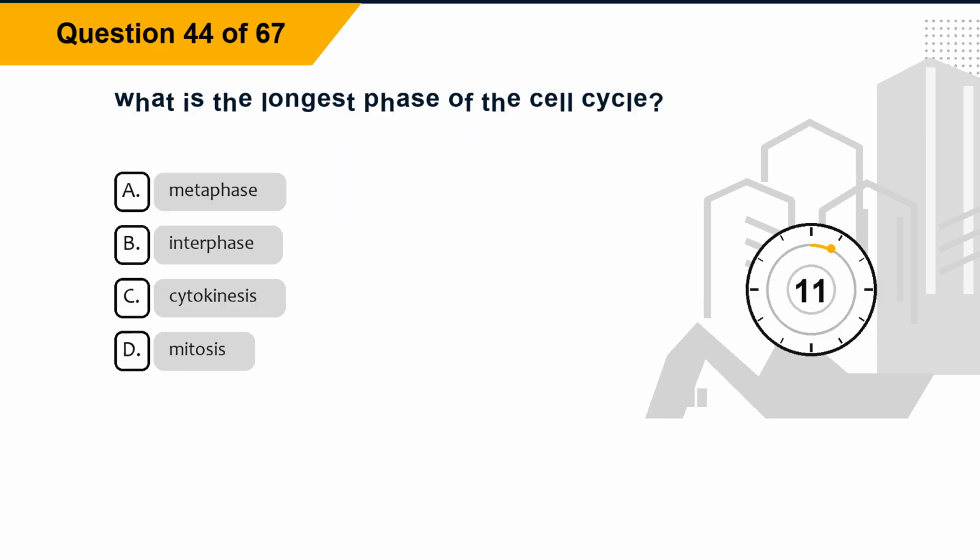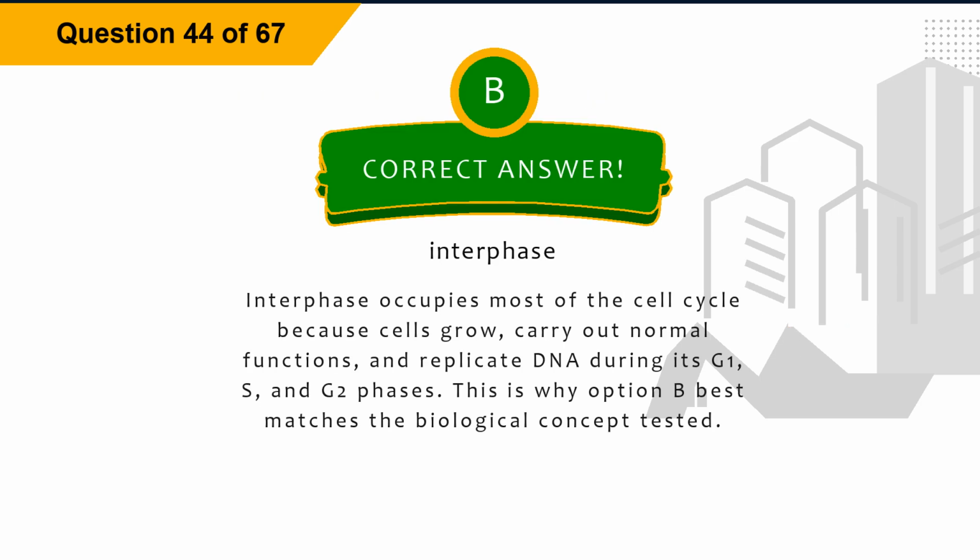Question 44. What is the longest phase of the cell cycle? Option A, metaphase. Option B, interphase. Option C, cytokinesis. Option D, mitosis. The correct answer is option B, interphase. Explanation. Interphase occupies most of the cell cycle because cells grow, carry out normal functions, and replicate DNA during its G1, S, and G2 phases. This is why option B best matches the biological concept tested.